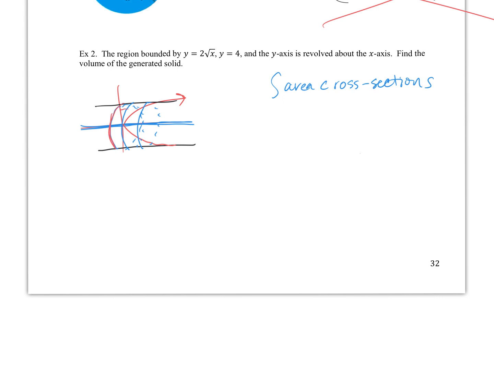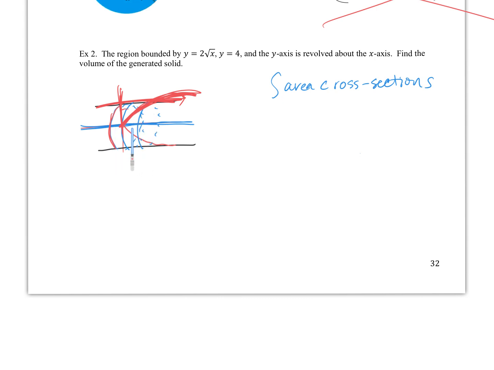What's my upper function? Your upper function is going to be the 4. What's my lower function? 2 root x. 2 root x the entire time. Do you agree 4 is above my 2 root x the entire time? Yeah, because it's just bounded in that first quadrant, by the y-axis too. It's bounded here too. So, do I need to find the area of the whole circle first?